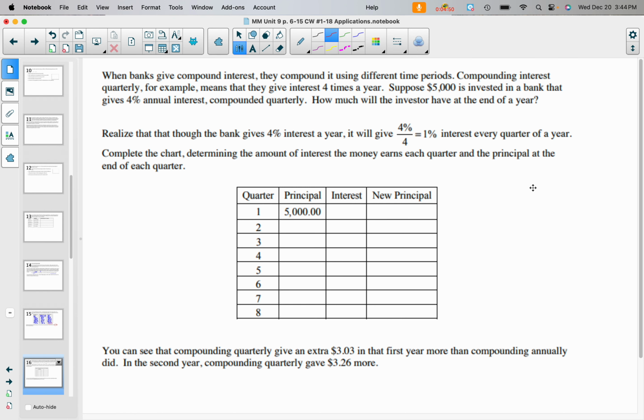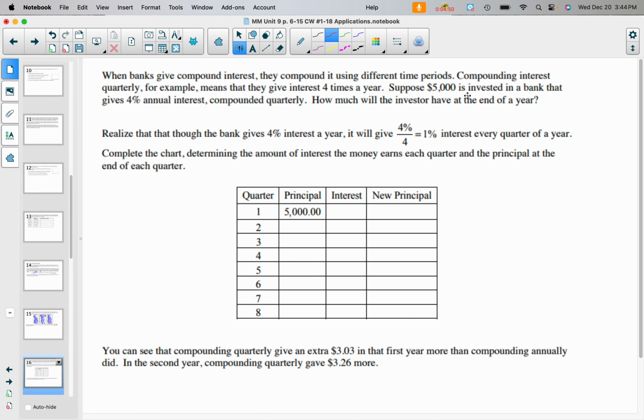So when banks give compound interest, they compound with different time periods. One very common compounding period is quarterly. What that would mean is instead of waiting every year to earn your interest, they add your interest in 4 times a year. So a lot of times, with stock market investments or something like that, you might have quarterly earnings.